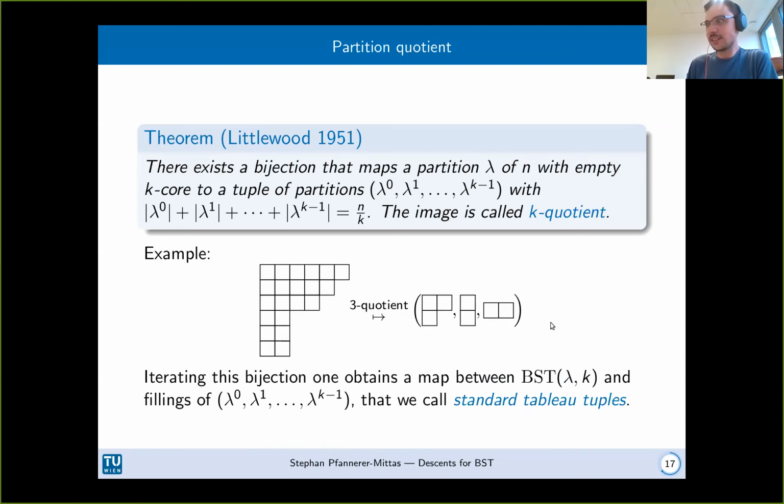If we iterate this bijection, one indeed can get a bijection between border strip tableaux with strip size k and fillings of the partitions showing up in the k-quotient. And we call these fillings then the standard tableau tuple. And I will show you how to do this on the next slide.